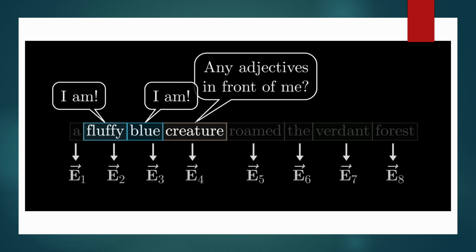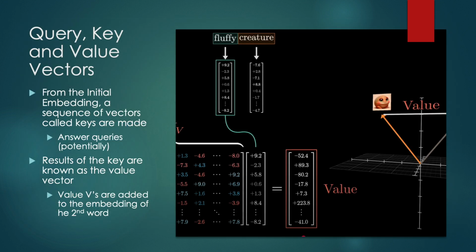Now here is a visual of that lineup. Query, key, and value vectors. From the initial embedding of a token, a sequence of vectors called keys is made, and now these keys are seen as potentially answering the queries. And the results are known as the value vector. The value vectors are added to the embedding of the second word.